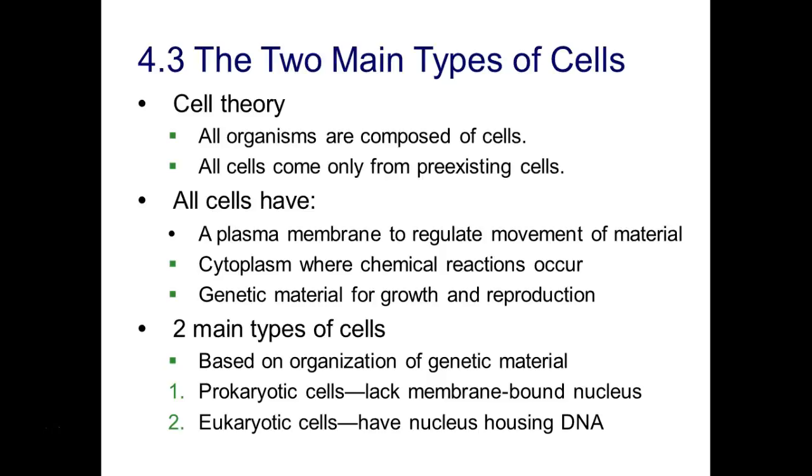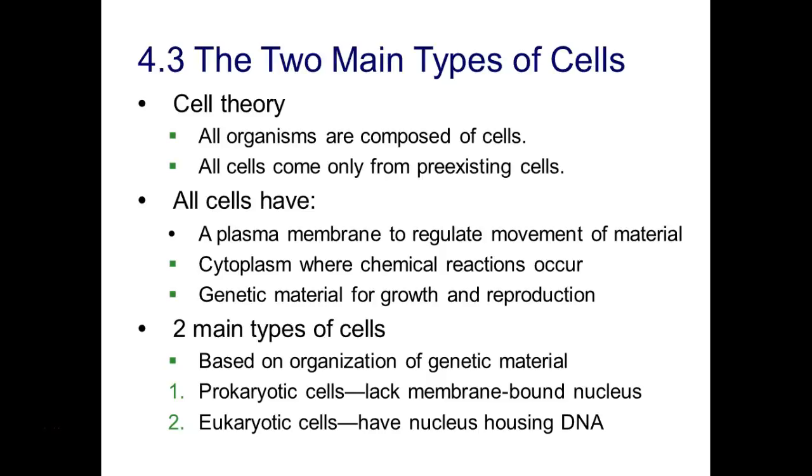All right, so we're taking a look at the 2 main types of cells, and you have already learned a little bit about this, but we're going to review it here in Chapter 4. If you recall the cell theory from lab, it says that all organisms are composed of cells and that all cells come from pre-existing cells. Schleiden and Schwann, 2 scientists, independently made these observations, Schleiden with plant cells and Schwann with animal cells. And after observing many specimens, they came to the conclusion that all organisms are composed of cells.